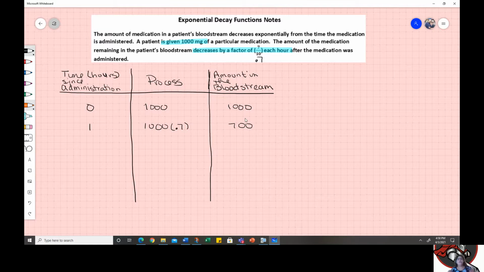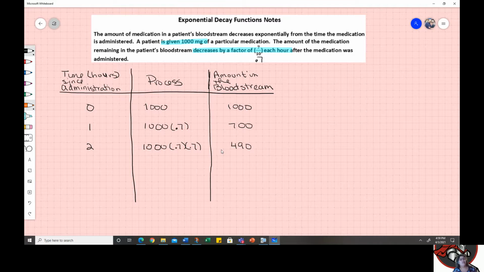Because this is an exponential decay function, every time another hour has passed, if we want to figure out how much medication is still in the bloodstream, we're going to multiply by 0.7 again. So for 2 hours, we'll multiply by 0.7 again, and we have 490 milligrams left in the system.